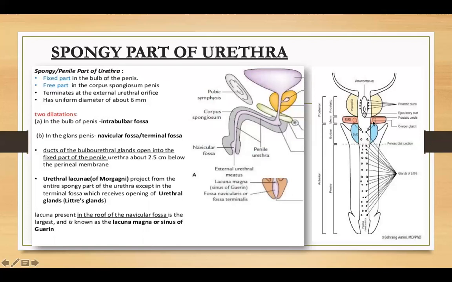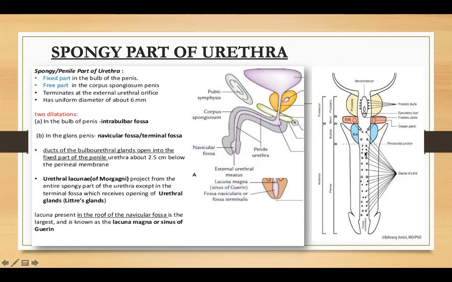Ducts of the bulbourethral glands open into the fixed part of the penile urethra about 2.5 centimeter below the perineal membrane. This is the perineal membrane. Here the bulbourethral glands open, at this point around 2.5 centimeter below the perineal membrane.